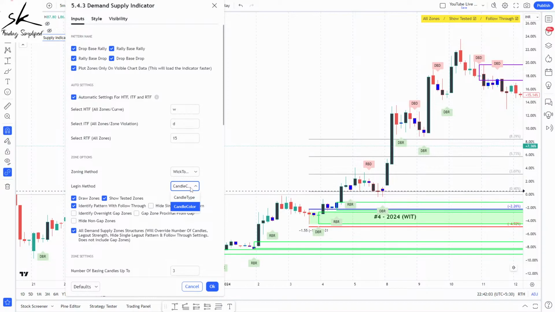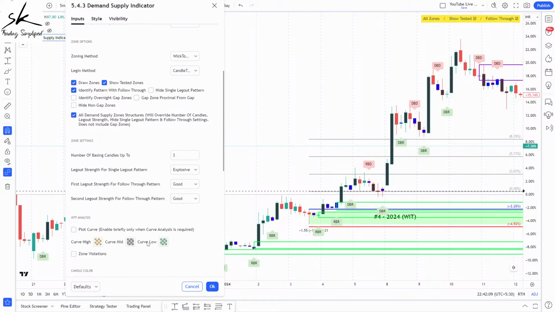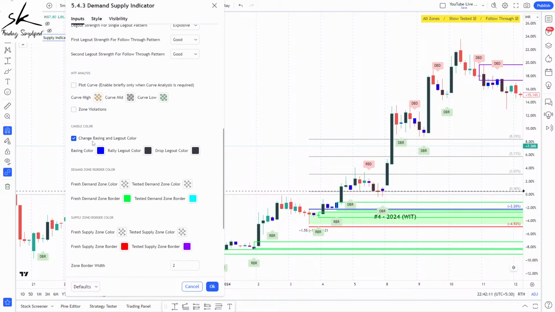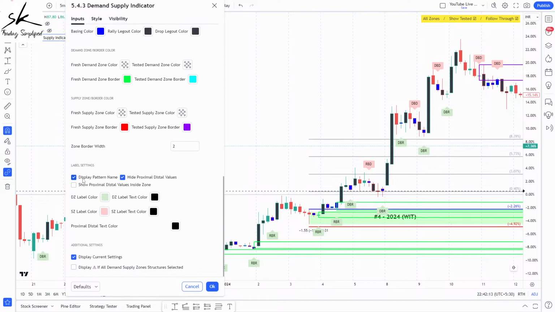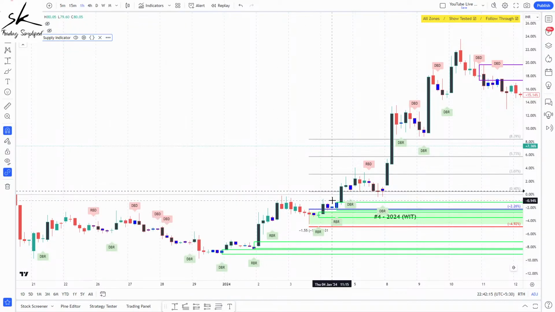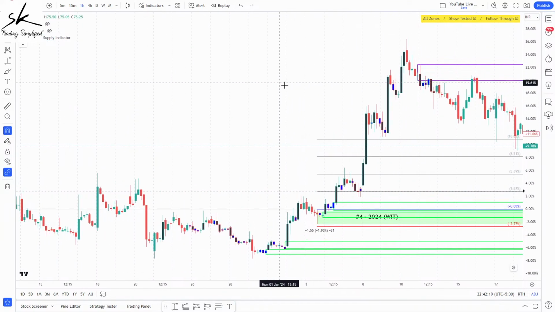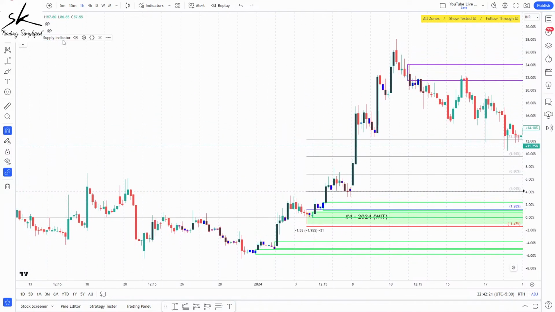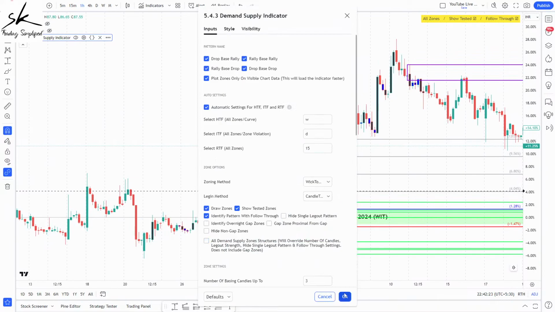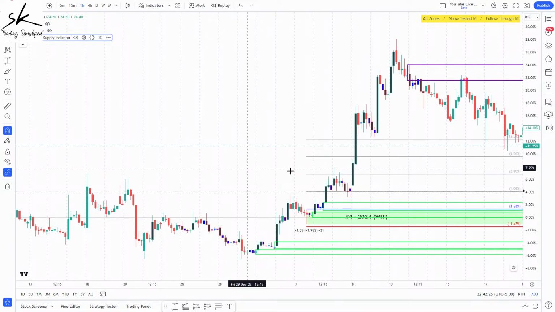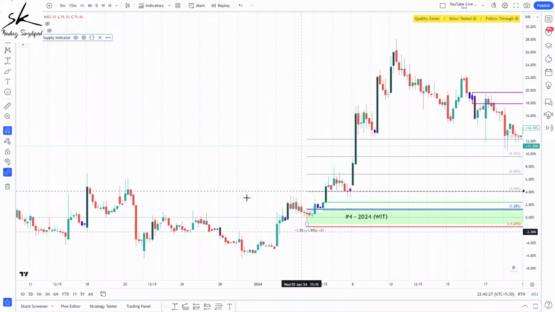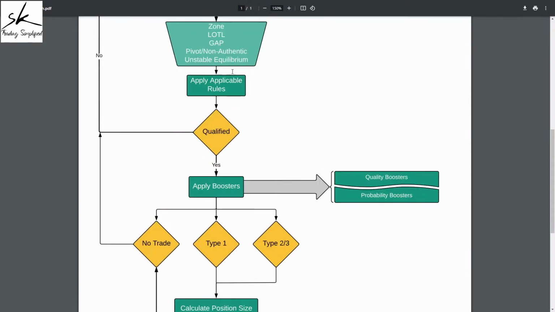Because the demand supply methodology is based on price action, I prefer to do it based on the candle type, not based on the color of the candle. But yes, these are some personal preferences. If you wish to modify it, you can make those modifications. You do have that option available in the indicator. All right, so we have identified the zone. Irrespective of whether you consider it a drop-based rally or a rally-based rally, in both cases, pivot and non-authentic rules will not be applicable.